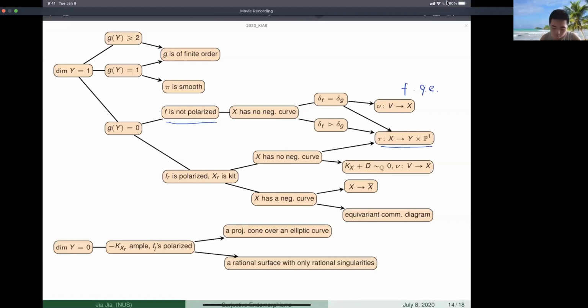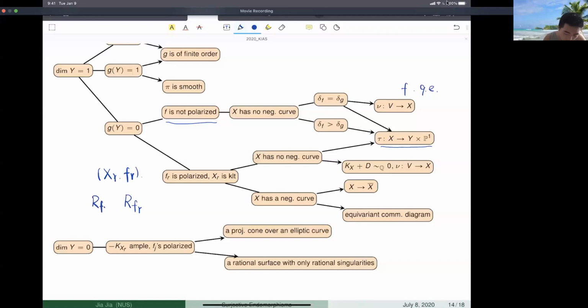The other case is X has a negative curve. Then we can contract this negative curve, and get this X to this X bar. We use RF to denote the ramification divisor of this one, the ramification divisor of X, F, R, this pair. Then we use RFR prime to denote this one minus the negative curve C.